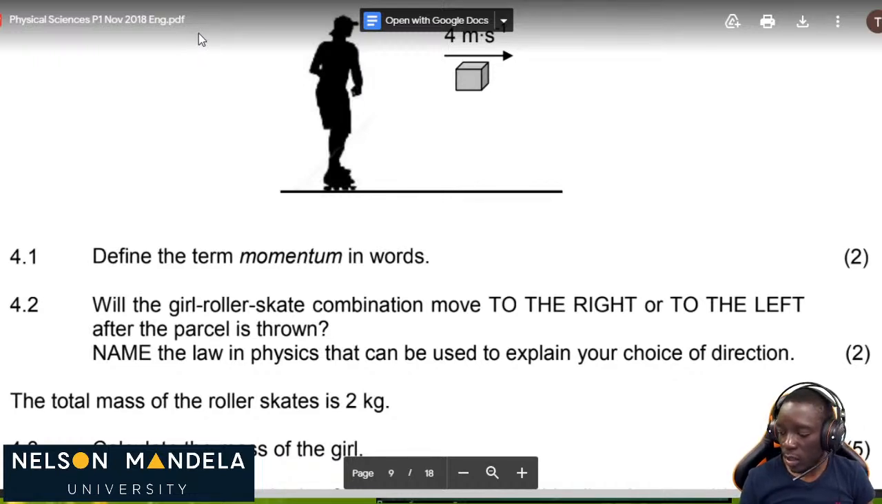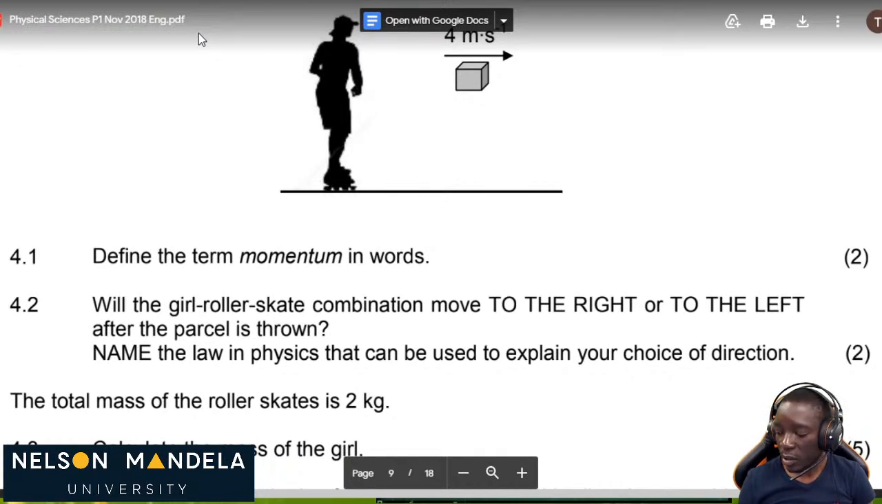So what is happening here is the girl holds a parcel, which is this block, 8 kgs, and throws it to the right. When it's thrown to the right, it means initially it had 0 velocity, it was at rest, but then it's given a momentum, which is a product of its mass, 8 kgs, and the velocity to the right. Now the question is, the girl who is on roller skates, will she also move to the right or to the left?